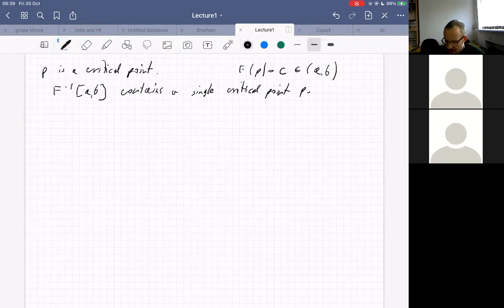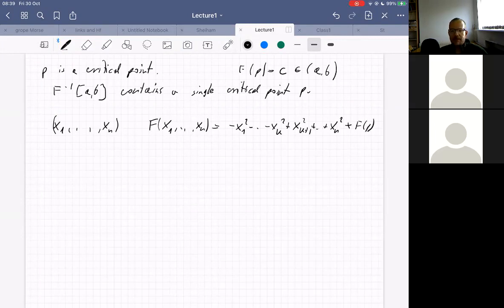And now I do this. I choose coordinates, now it's Morse's lemma. So Morse's lemma, what does it tell us? Such that f of x1, ..., xn is equal to minus x1 squared minus ... minus xk squared plus x_{k+1} squared plus ... plus xn squared plus f of p, so k is the index. That's what we get. Okay, so this is the Morse lemma applied to the critical point p.